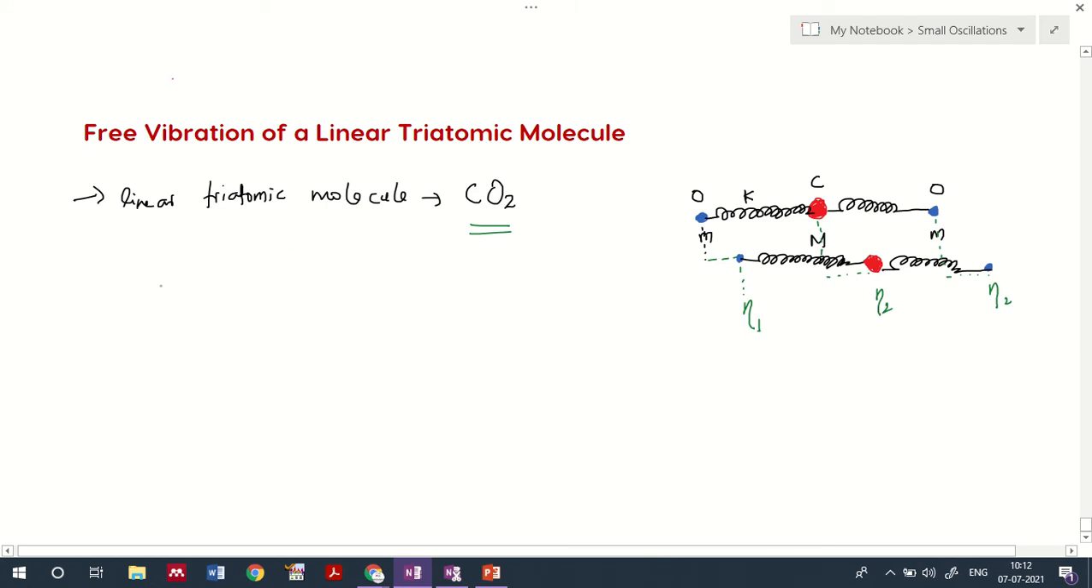So here, in order to find the normal frequency associated with this, we need to know what our first aim was: to find out the normal frequency associated with this one. For that, we start with the potential corresponding to this representation. If you consider a triatomic molecule, the potential can simply be represented like this: half k eta 3.